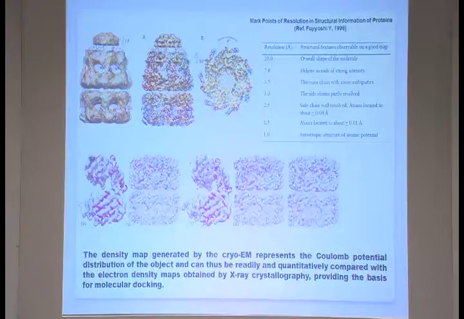This table, Fujiyoshi made long back, shows that you need approximately below 7 angstrom to really see the helices, or at least predict where the helices could be. And you really need better than 3 angstrom resolution for more detail. So initially, when it was 20 angstrom, there was rigid body kind of fitting. And then, as the structures got better, different methods evolved.